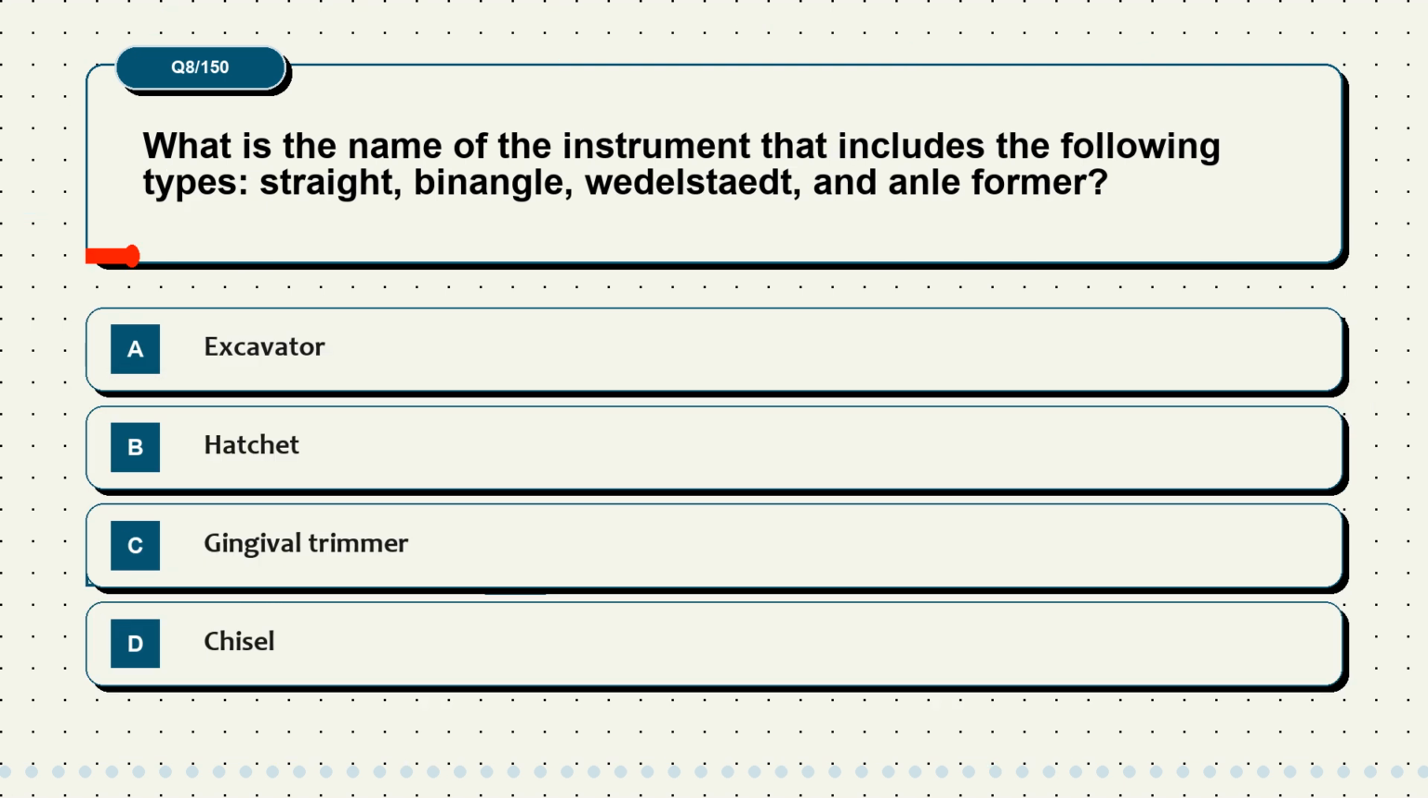Question 8. What is the name of the instrument that includes the following types? Straight, binangle, Wedelstaedt, and angle former. Here are the options. Option A, excavator. Option B, hatchet. Option C, gingival margin trimmer. Option D, chisel.